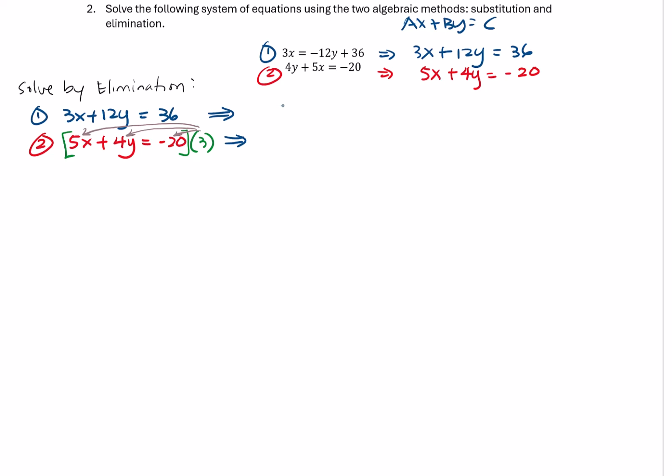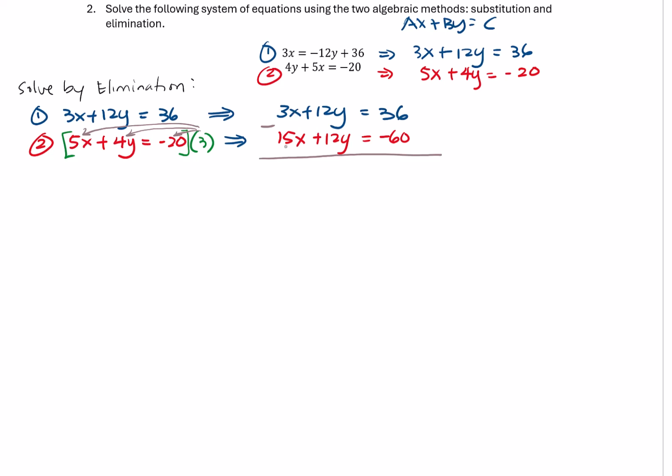We will rewrite the first equation again. And the second equation: 3 times 5x is 15x, 3 times 4y is 12y, and 3 times negative 20 is negative 60. Now, as we can see, the coefficients of y are equal, so we can eliminate y by subtracting equation 2 from equation 1.